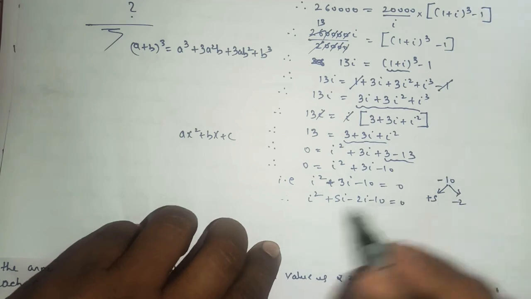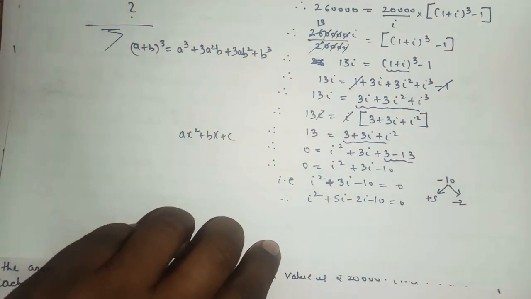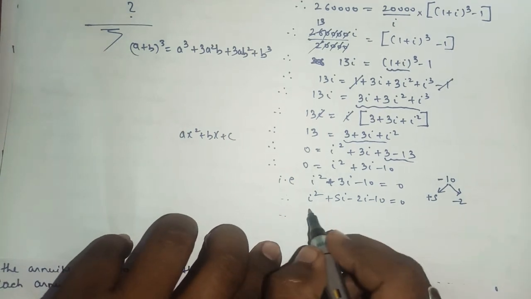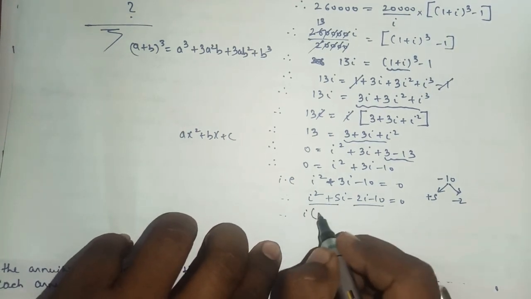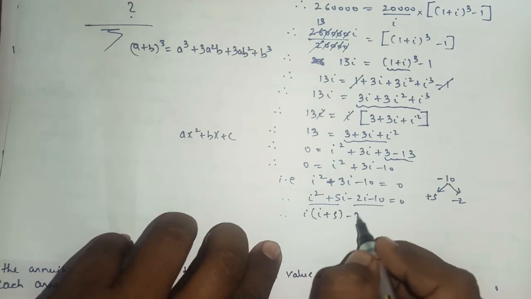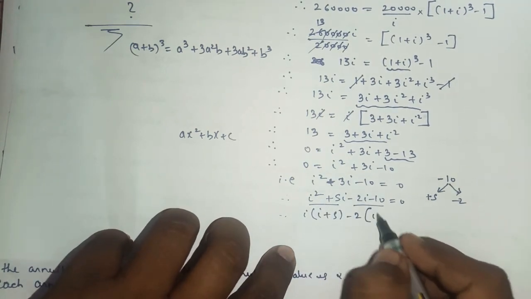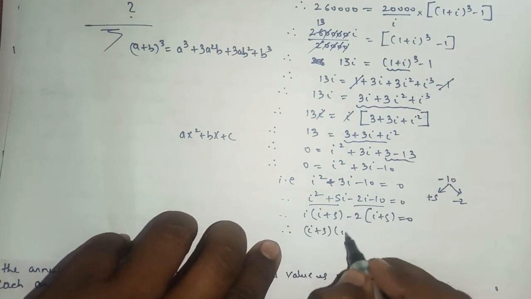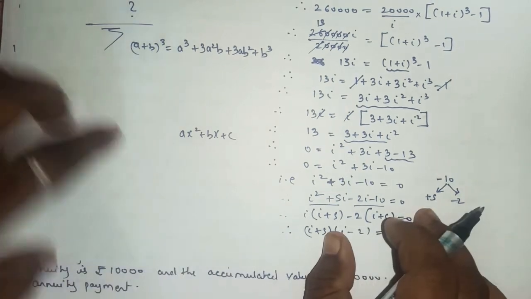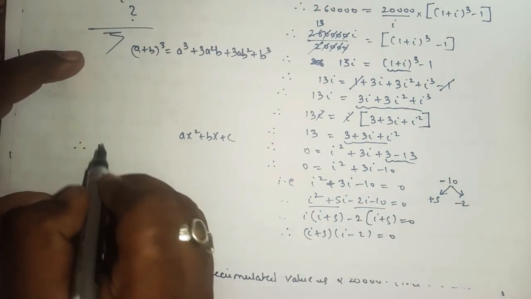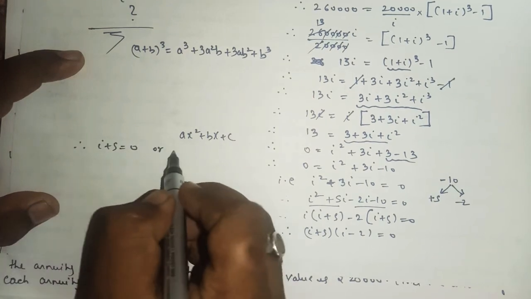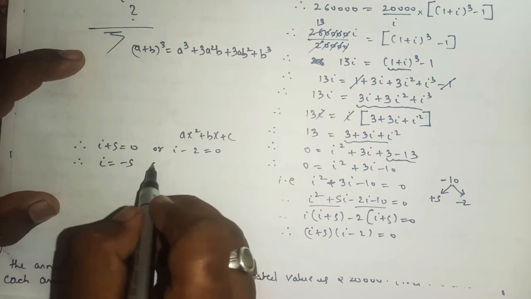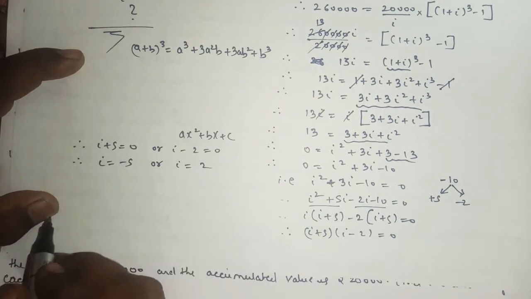I hope you all might be knowing how to solve a quadratic equation by the factorization method, which is known as splitting of the middle term. So here i is common, so inside the bracket you will get i plus 5. Here 2 is common, so inside the bracket you will get i plus 5 equals to 0. So therefore (i plus 5)(i minus 2) equal to 0. So i plus 5 equals to 0, or i minus 2 equal to 0. So therefore i equals to minus 5 or i equals to 2.